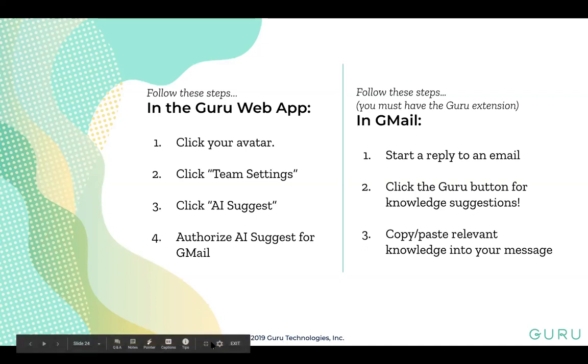We'd love to know where you guys are enabling AI Suggest over and what tools you're using. So if you feel inclined to share, just jump in the chat. We'd love to know. We'll give you a few more minutes just to wrap this up.